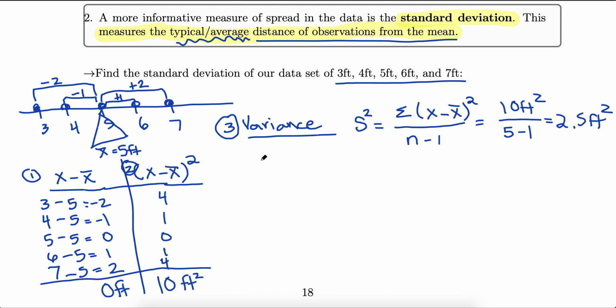So if we wanted to interpret this, we would say something like the average squared distance of points to the mean is 2.5 feet squared. So average squared distance to the mean. We'll jot that down.